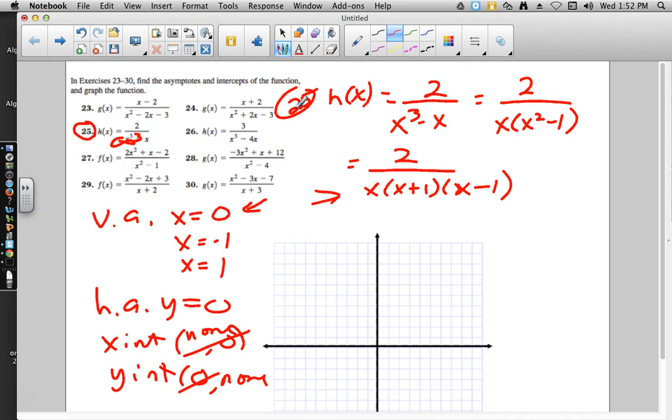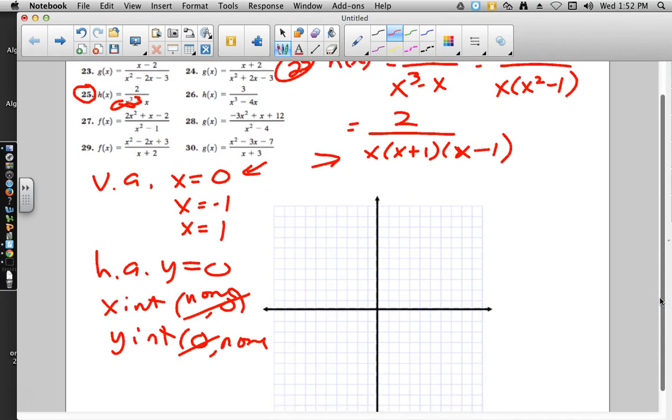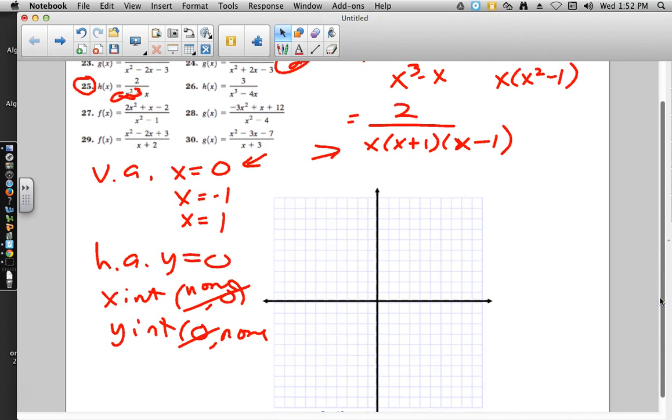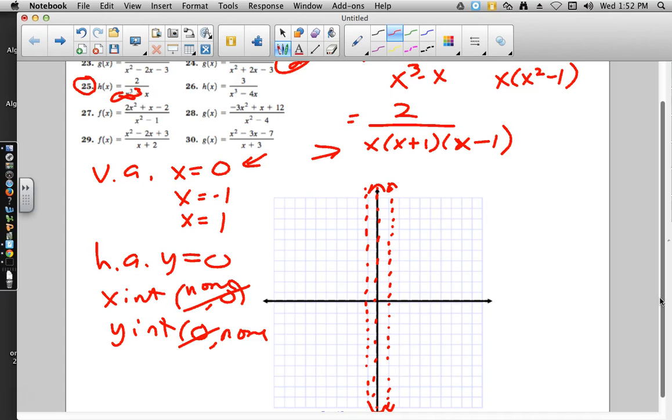Now let's go ahead and get the information that we have on here, and then we can figure out some numbers to put in on this graph. So we have vertical asymptotes at 0, 1, and negative 1. And then we have the horizontal asymptote at y equals 0. All right, we have everything there.